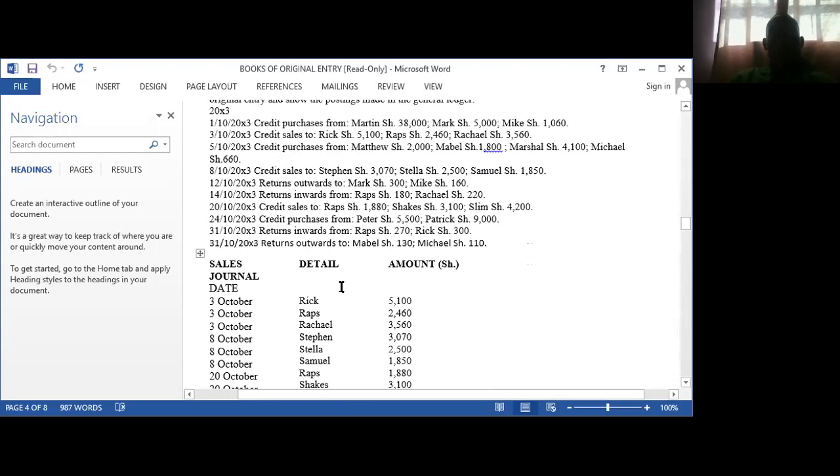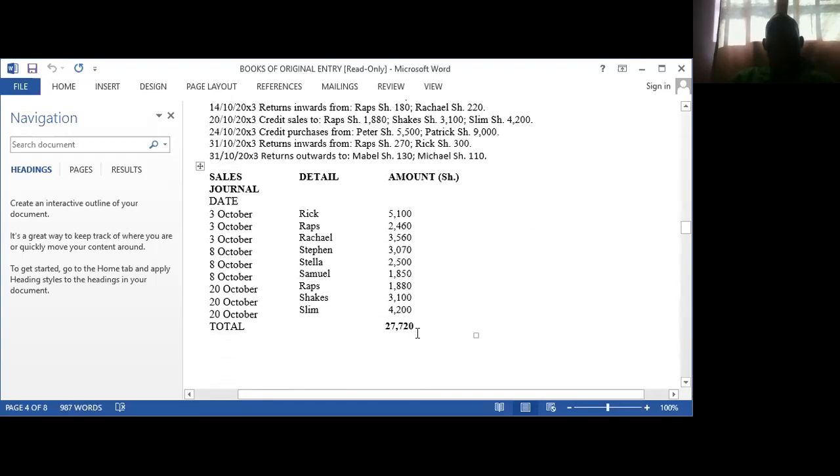For example, there is another credit sale here, the credit sales to Stephen. So you come to the date, you record the 8th, Stephen. They were also sold to Stella, the same date, you record the amount, like that. You also locate where we have another credit sale, you record it like that. And then the total credit sales is going to be this, which is actually the sum of these.